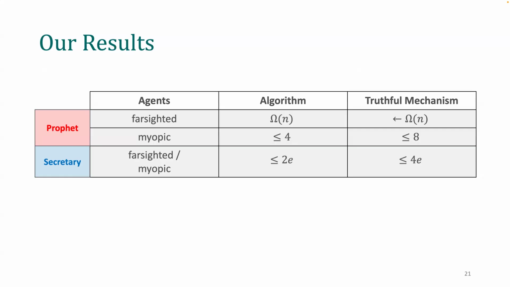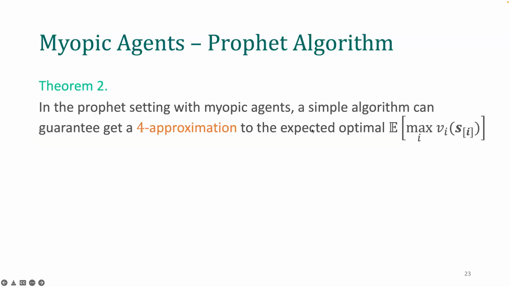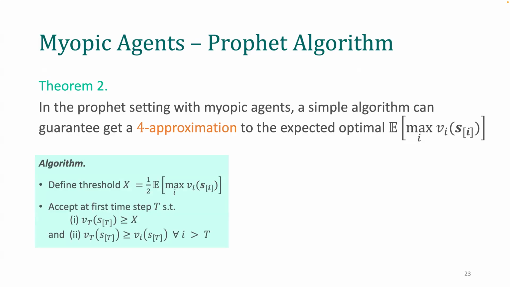So let's now see our first positive result, which is that in the myopic setting, we have a simple online algorithm that gets you a 4 approximation to the offline optimal. When I say it's a simple algorithm, it is a very simple online algorithm that extends the classic profit algorithm, the threshold algorithm.